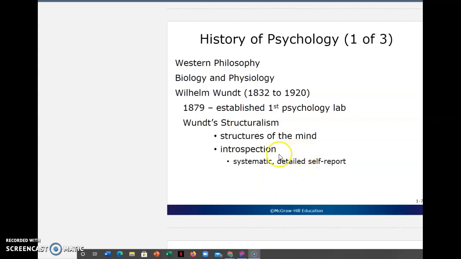And structuralism is very introspective, meaning that structuralists really are asking the individual to go inward and to think about their mental process. So how many times throughout the day do we have a behavior and we stop and think, why did I yell at my kids today? Why did I jump on my significant other or my partner today? Why did I flip that person off in traffic?